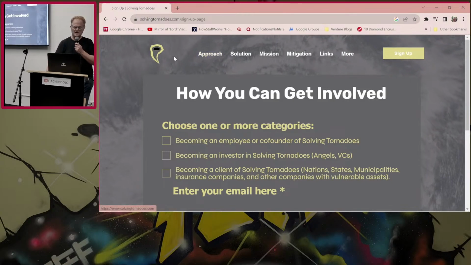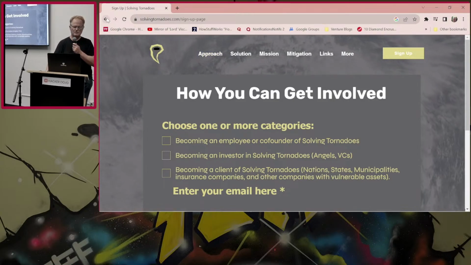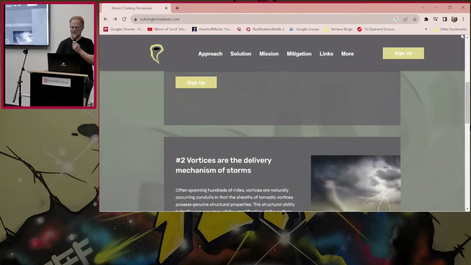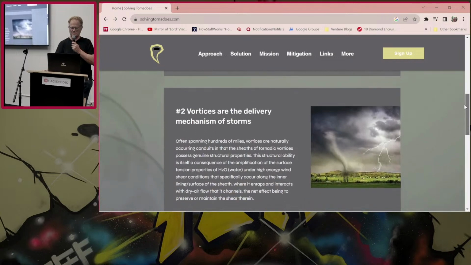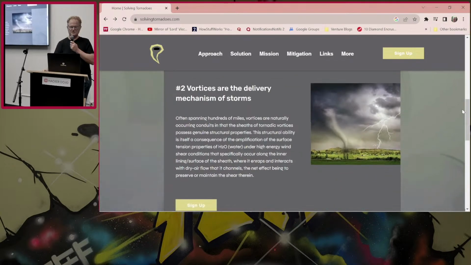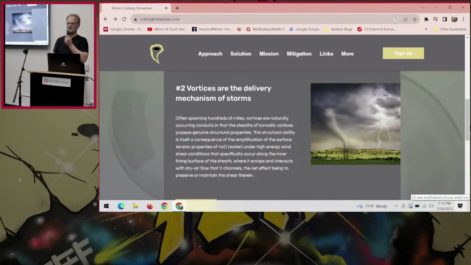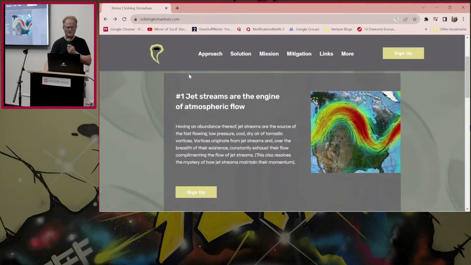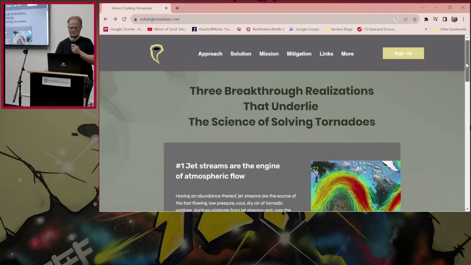But let's go back to the opening. Now, I read some of this last week, so this will be a little bit repetitive for people out there. Let me start out reading the title here. There it is: 3 breakthrough realizations that underlie the science of solving tornadoes.